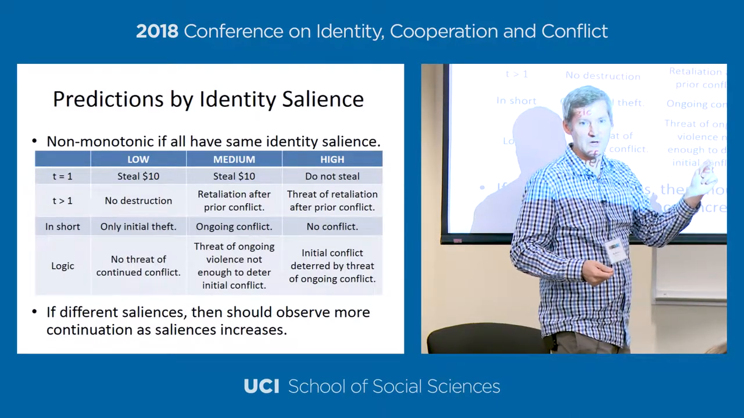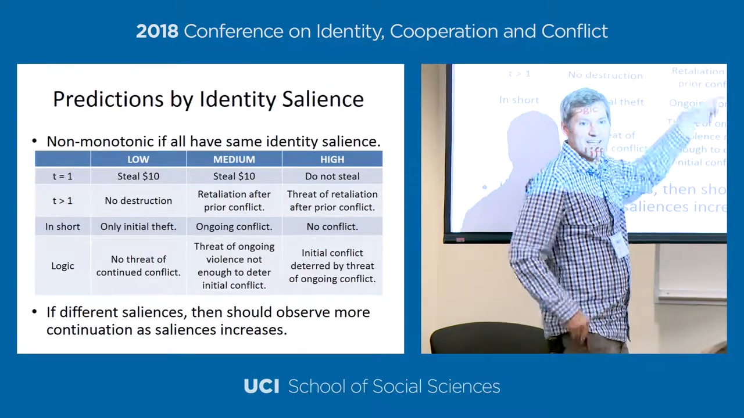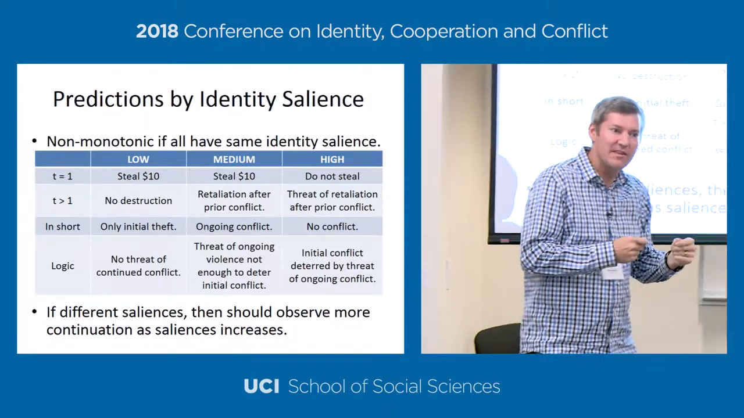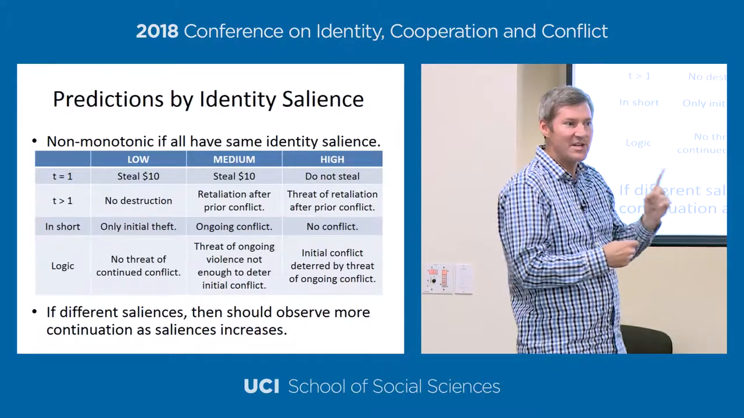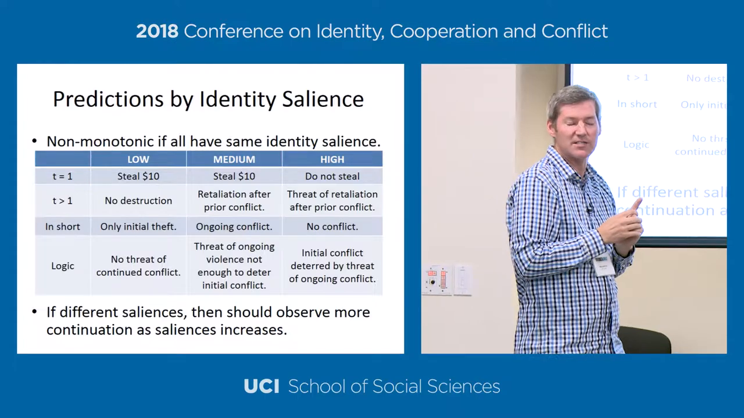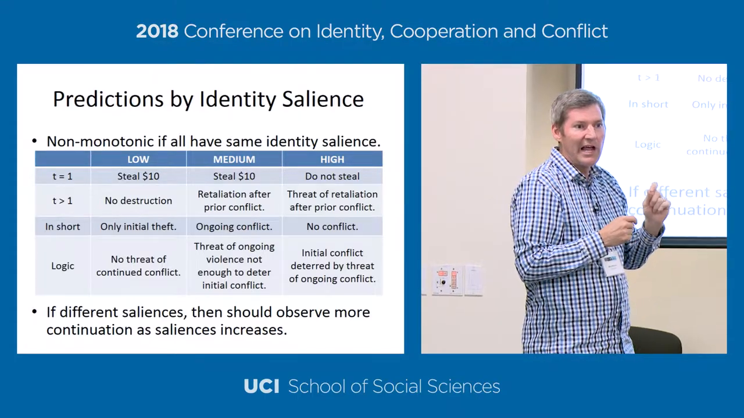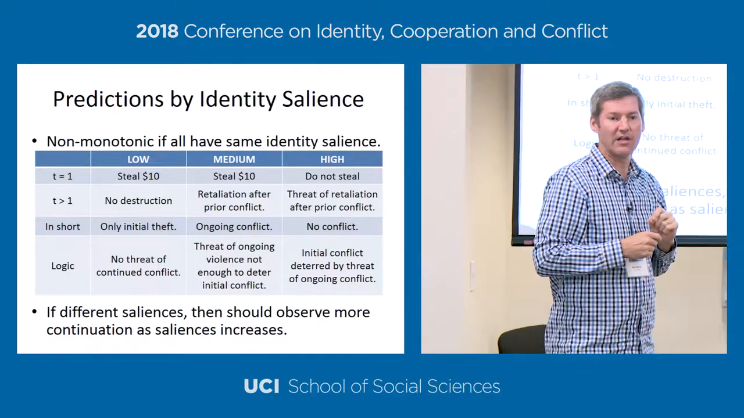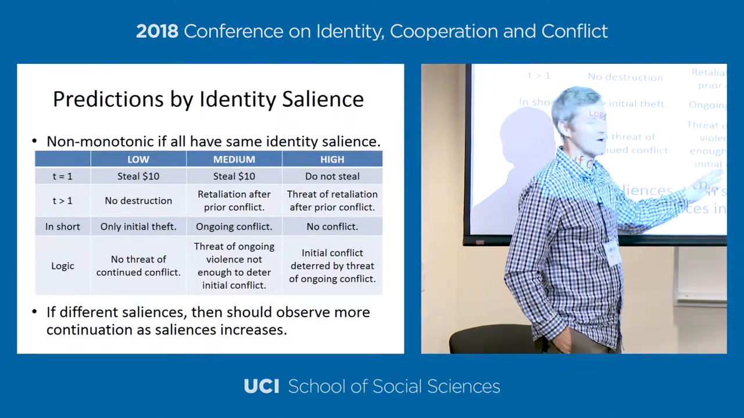That's a lot of laundry you can do if you're an undergrad. But the subsequent generations care enough about their identity, and the $1 cost to continuing to destroy everything that the next person has, that $1 cost is still relatively low, that they're going to keep the conflict going. So it's in this medium range where we have ongoing conflict.